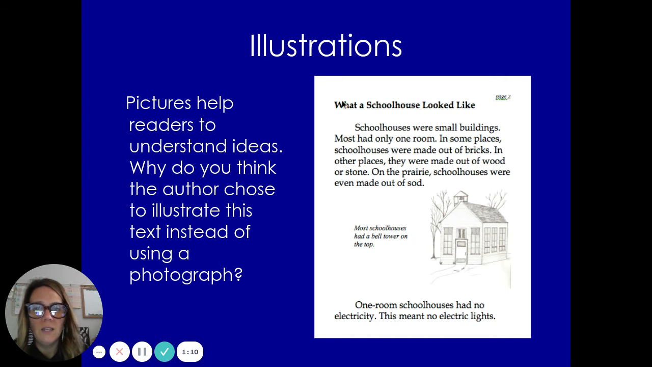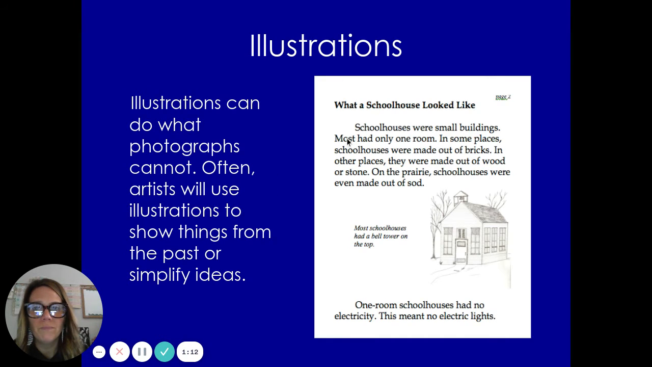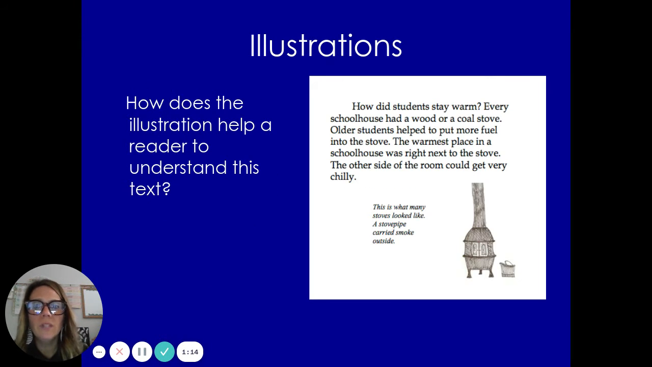Okay, here we go. So let's look at this real quick. Let's do one more illustration. Let me read this to you. So how did students stay warm? If you can read this, can you read it with me? Every schoolhouse had a wood or a coal stove. Older students helped to put more fuel into the stove. The warmest place in the schoolhouse was right next to the stove. The other side of the room could get very chilly.